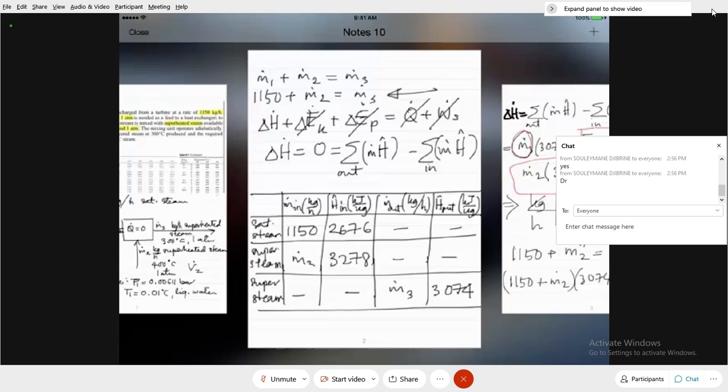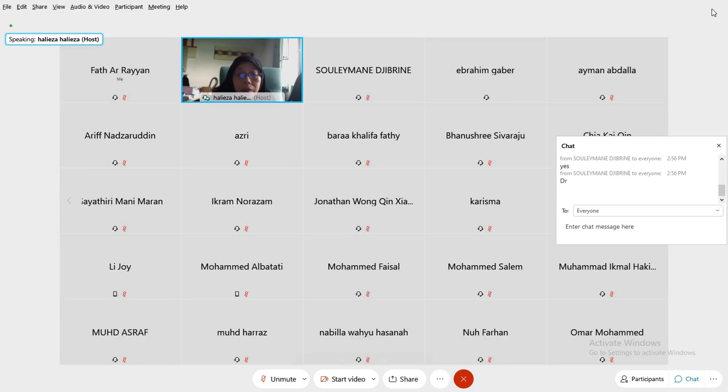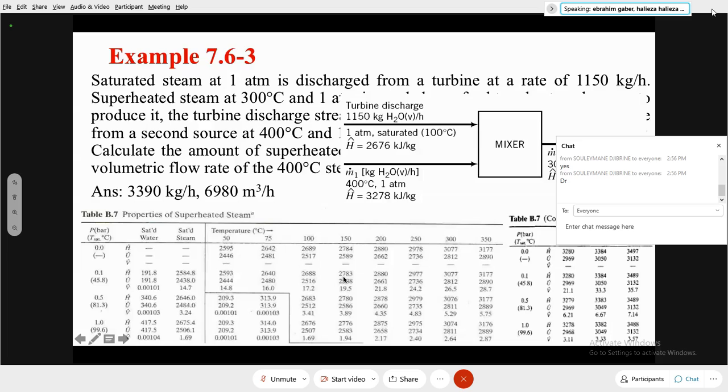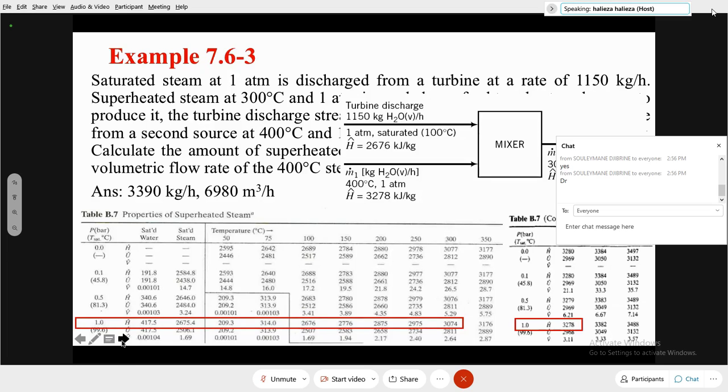Okay. I'm going to stop sharing this. Let's share our PowerPoint. Okay, this is the example that we just covered just now. Okay, so let's look at, that's the enthalpy. We have done that.